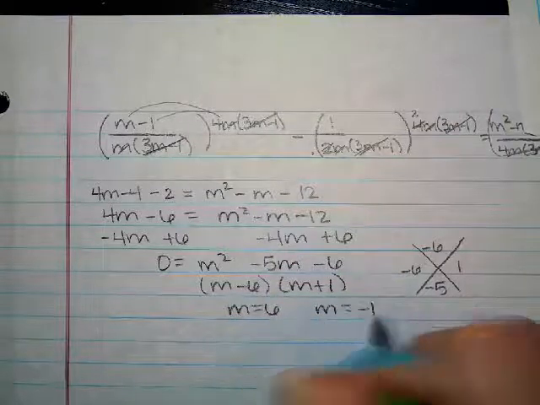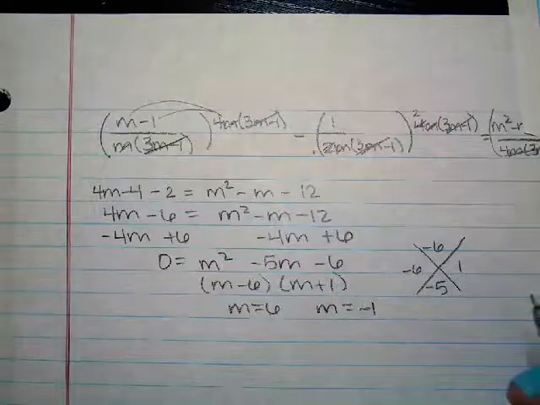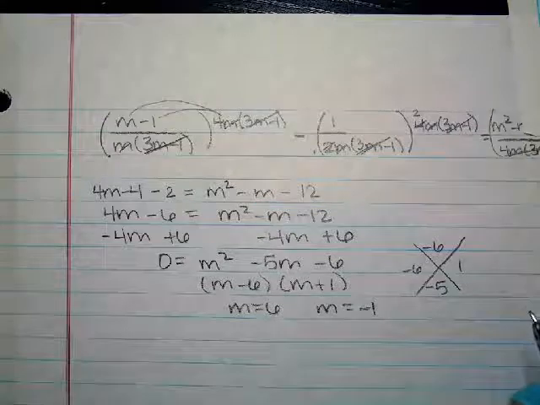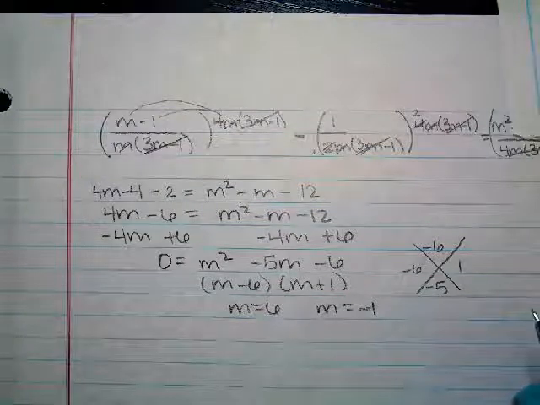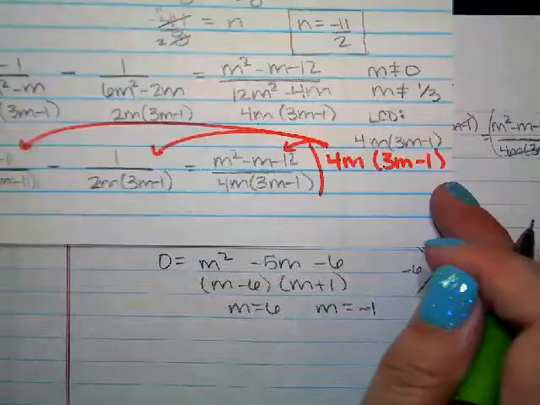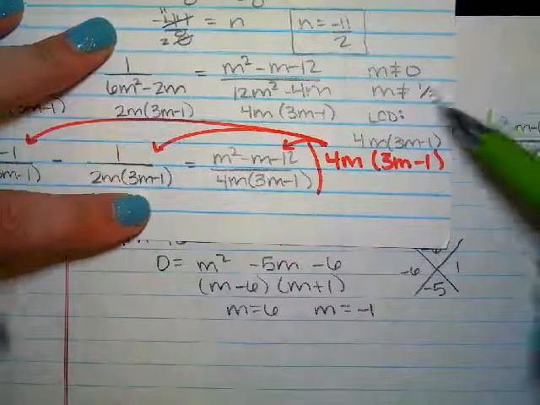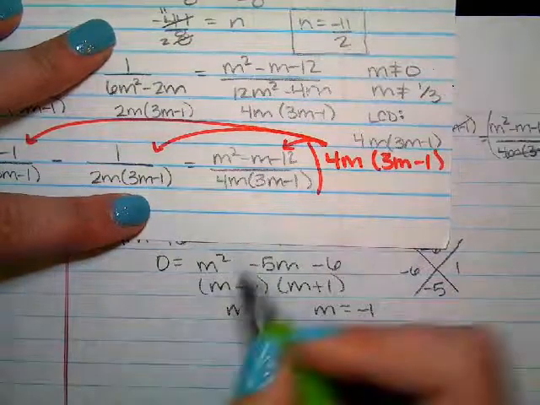If I go back and compare that with my excluded values, I can see that my excluded values were 0 and 1/3, which means that these are both good answers.